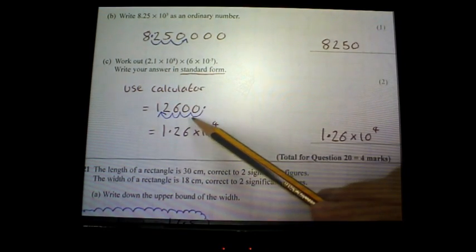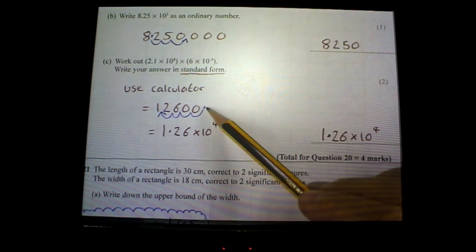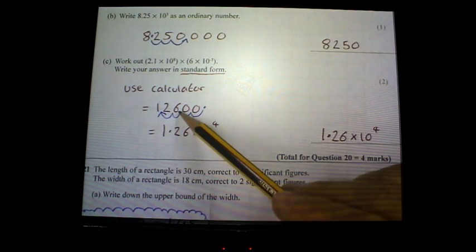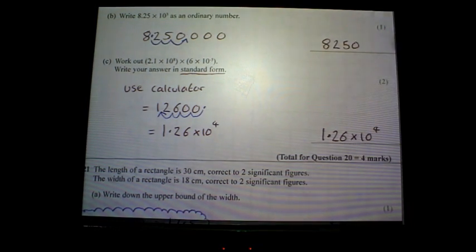Again, the calculator gave me that as an answer, 1260. So I've got to count back my decimal points. So it's 1, 2, 3, 4. So 1.26 times 10 to the power 4.